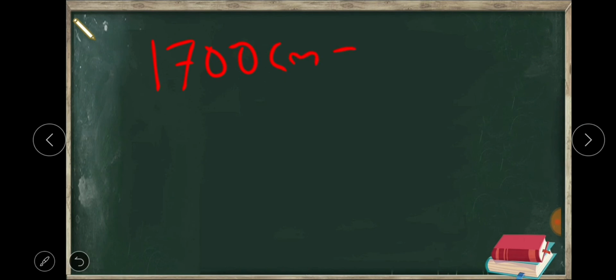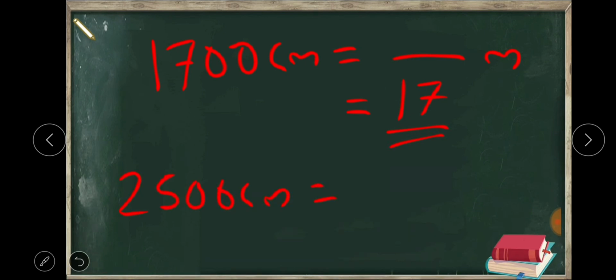1700 centimeter is equal to dash meter. 1700 divided by 100. That is 17. Another example. 2500 centimeter is equal to dash meter. 25 meter. Okay. I think you can try the trick to convert centimeter into meter. 1800 centimeter is equal to, yes, 18 meter.